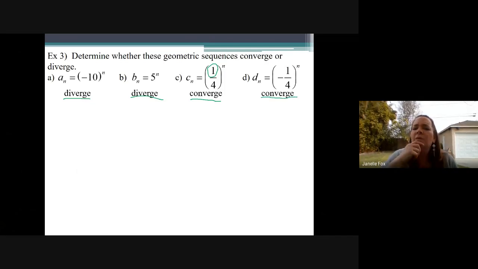So if you were looking at these, every single one of these was a number raised to the n power. These are geometric sequences, right? So let's look at the R's and see if you can make a connection to make up your own rule for these. The first one said R is negative 10. The next one, R is 5. And both of those diverged. Over here, R was 1/4, and over here, R was negative 1/4, and both of these converged. Let me give you a drum roll to think about how the rule might work for converging and diverging for a geometric sequence. Here's your drum roll to think.